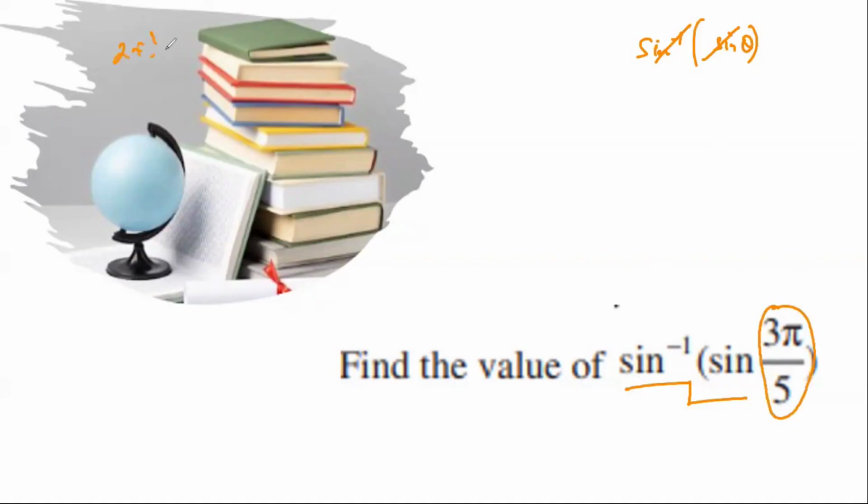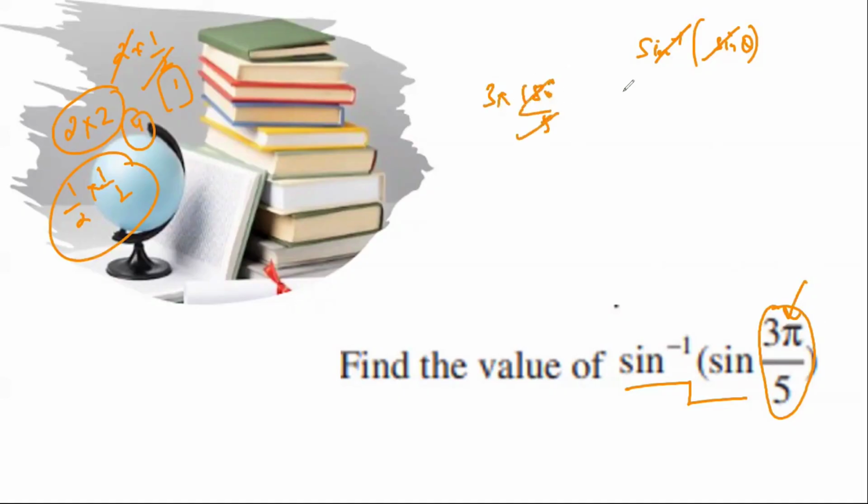If I say 2 multiply 2, 2 multiply half, they will cancel out and the answer is 1. But if I multiply 2 and 2, or half and half, they will not cancel out. We'll get some particular value which is 4, and here we'll get 1 by 4. So similarly, here it depends upon the angle. If you see the angle, it is 3 pi. Pi is 180 by 5, which is 36, and 36 times 3 is 108.